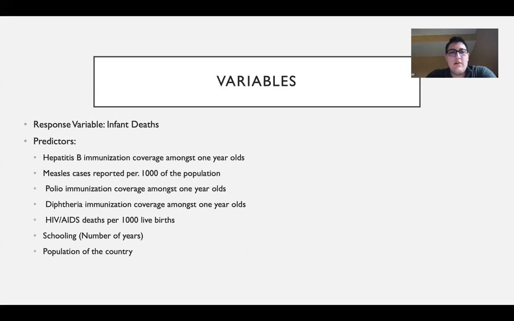The variables for my regression. Like I said earlier, the model was to predict infant deaths, so that is our response variable. The predictors I chose were hepatitis B immunization coverage amongst 1-year-olds, measles cases reported per 1,000 of the population, polio immunization coverage amongst 1-year-olds, diphtheria immunization coverage amongst 1-year-olds, HIV/AIDS deaths per 1,000 live births, and schooling, which was the number of years of schooling that the average person goes through in the country. And lastly, the population of the country.